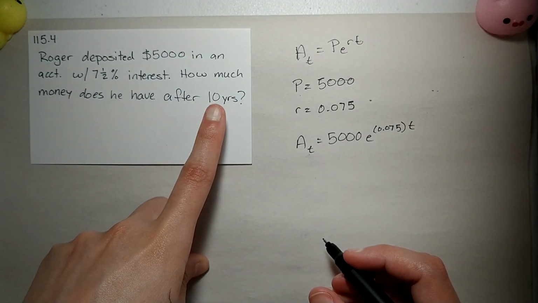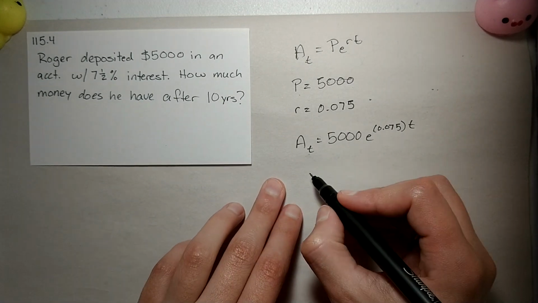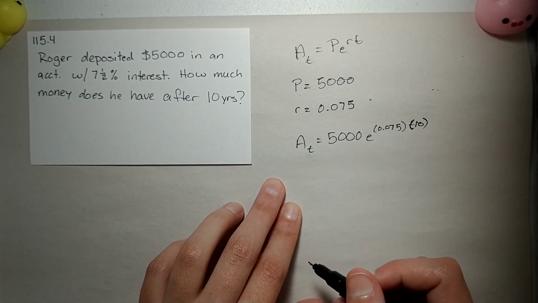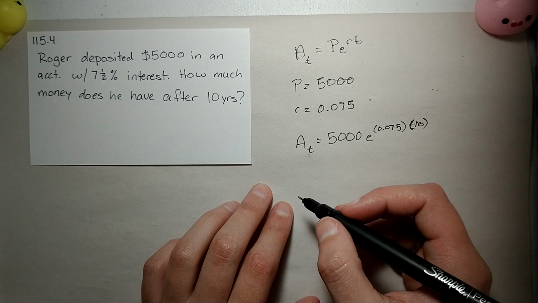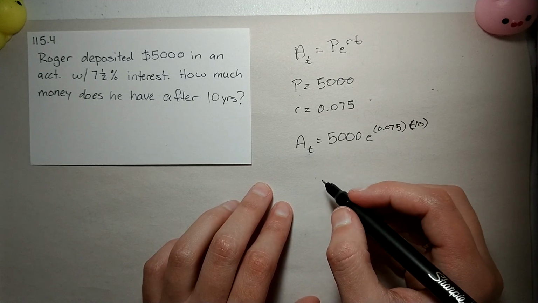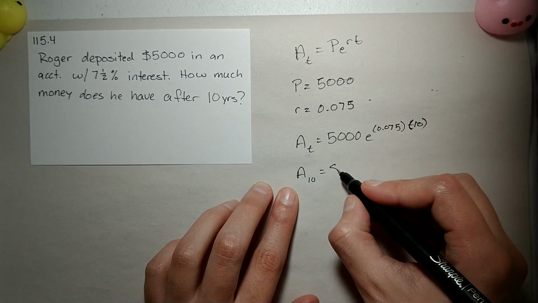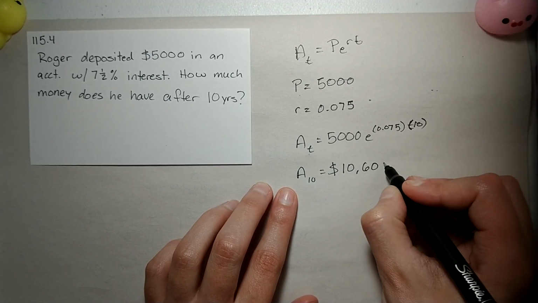All right, and we're looking after 10 years. So we'll just stick 10 in there for t, just like that. And we're going to use the inverse log to simplify this out. So our amount after 10 years is going to be 10,600.